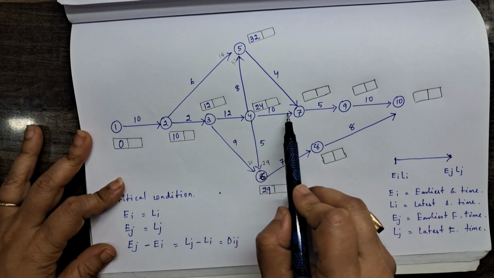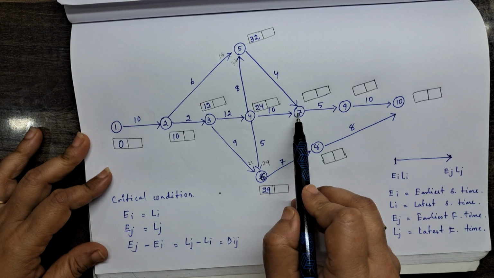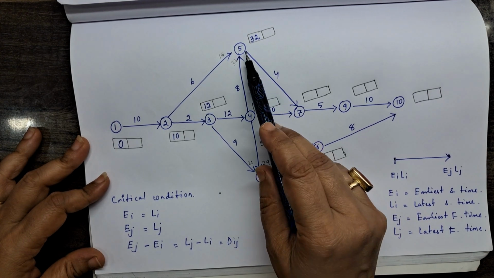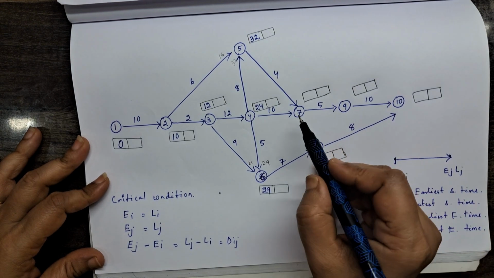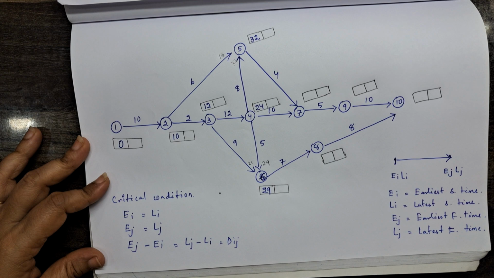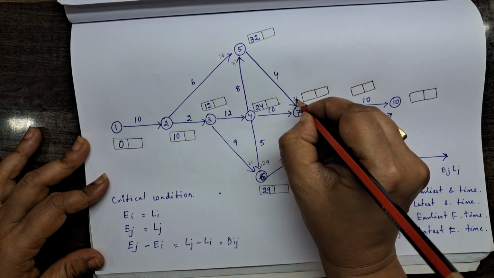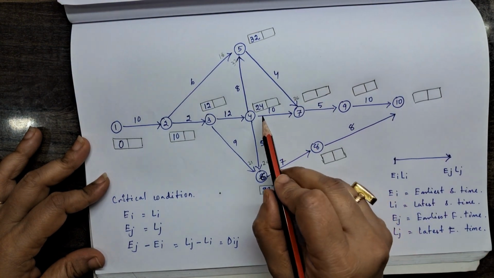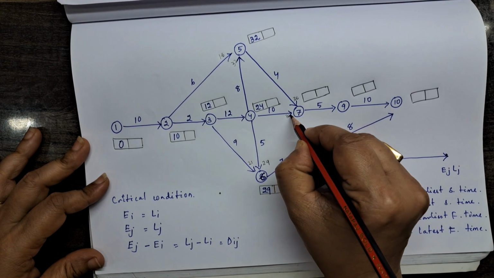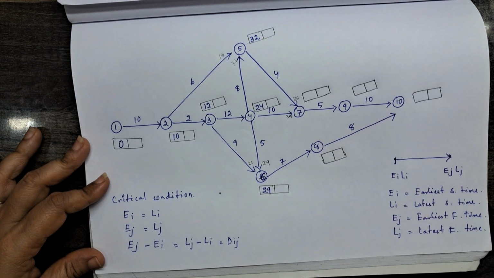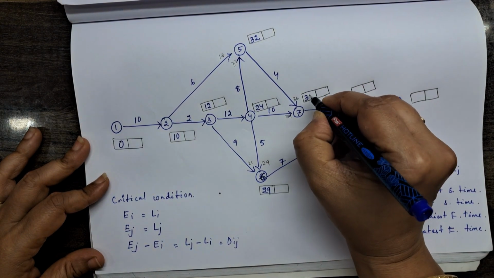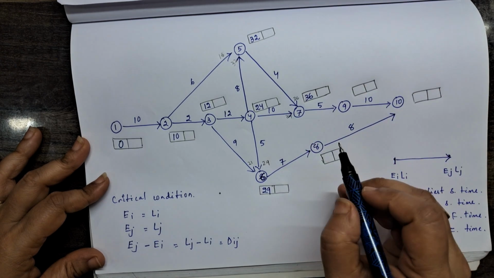Again, moving here, to node 7, one arrow is coming from 4, another one is coming from 5 to 7. So 5 to 7 means 32 plus 4, and 32 plus 4 is 36. I am writing it here. In this case 24 plus 10 is 34. In this case, we have to take the maximum one. So the maximum is 36, so we have taken 36 here.